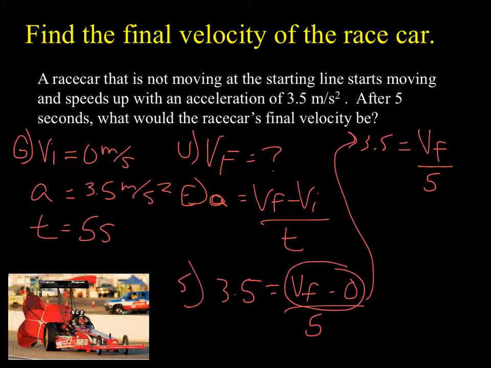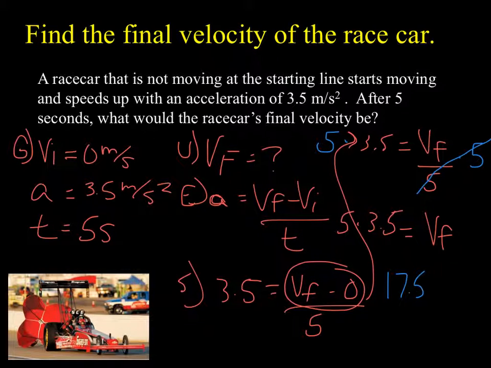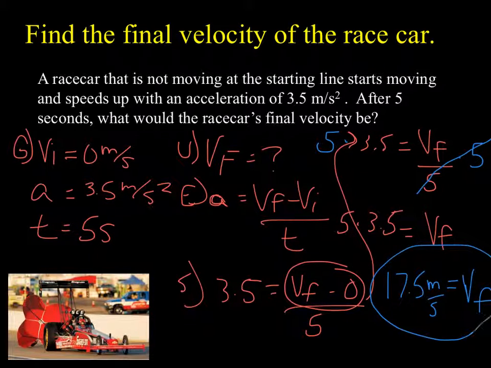Now, what do I do to get rid of that 5 and get velocity final by itself? I'm going to multiply by 5 to both sides. That's going to cancel out my 5, which is going to leave me with velocity final is equal to 5 times 3.5. Throw that in your calculator. 5 times 3.5 should be about 17.5 equals your final velocity. But you're not done. Don't forget your units. We know the velocity is like speed, which is meters per second. And there you have it. You solve for velocity final by just using a simple algebraic equation for acceleration.